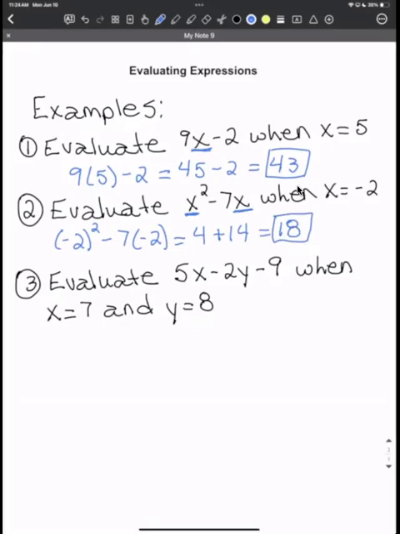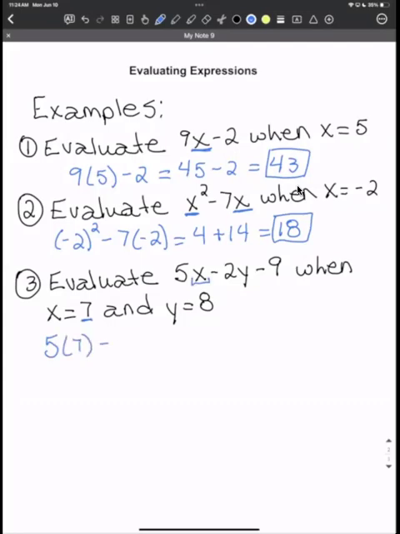So notice on this third one, my expression has an x and a y in it. So they want me to evaluate this expression when x is 7 and y is 8. Okay, but the game is exactly the same. So everywhere I see an x, I'm going to put a 7. And everywhere I see a y, I'm going to put an 8. Okay, so I have 5 times an x. So I'm going to put a 7 there.